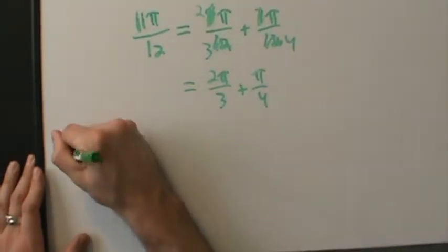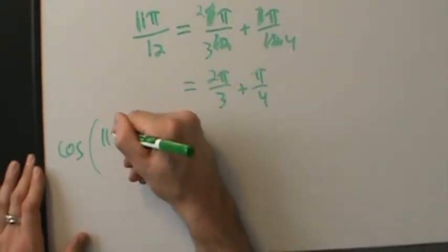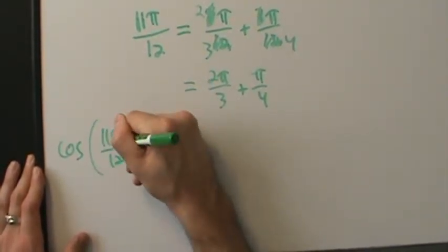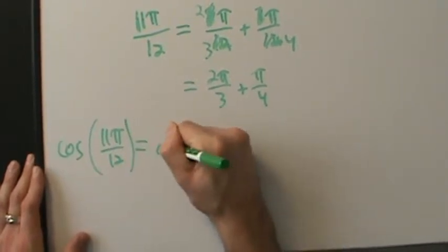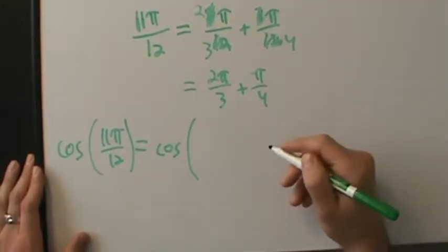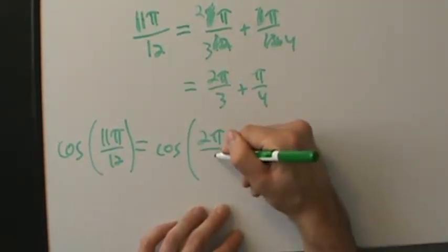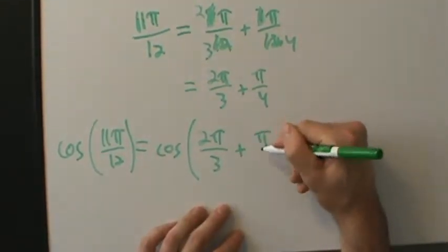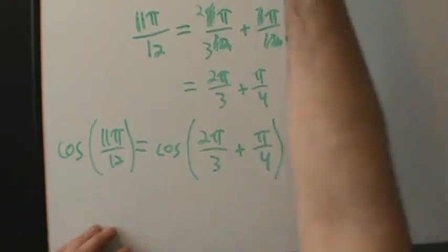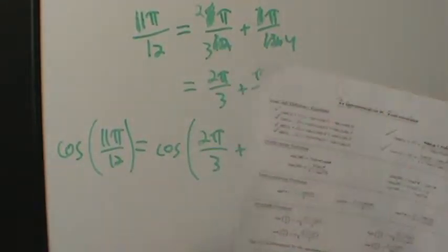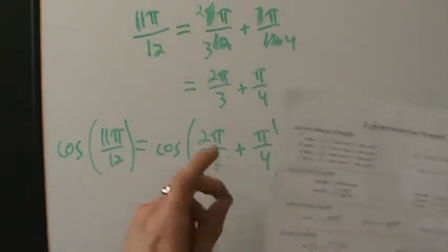So then cosine of 11 pi over 12 equals cosine of what we just found out, 2 pi over 3 plus pi over 4. What we're going to do is use our formula sheet here. We have cosine of one angle plus another angle, so we're going to use this formula here. Cosine of alpha plus beta equals this mess over here.